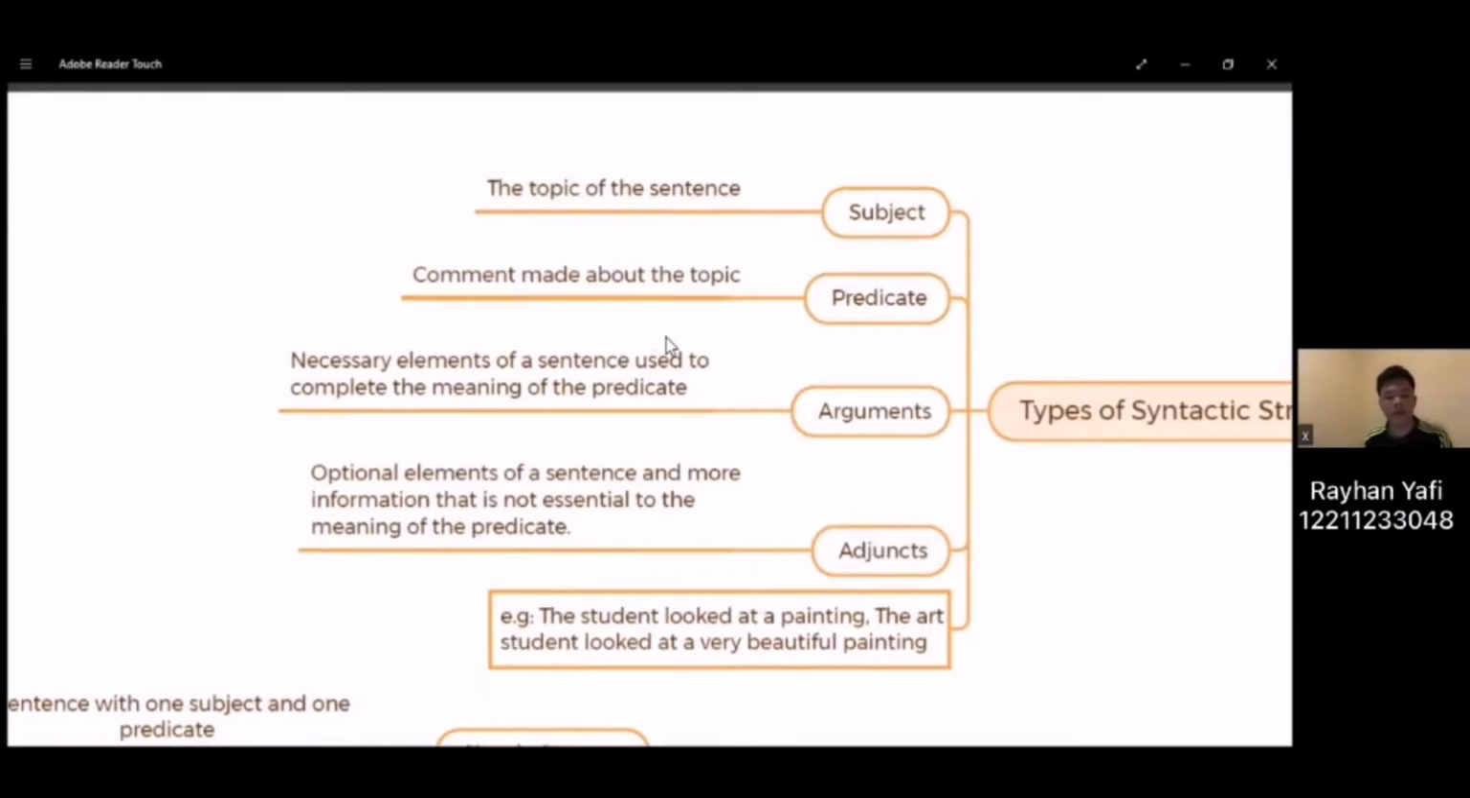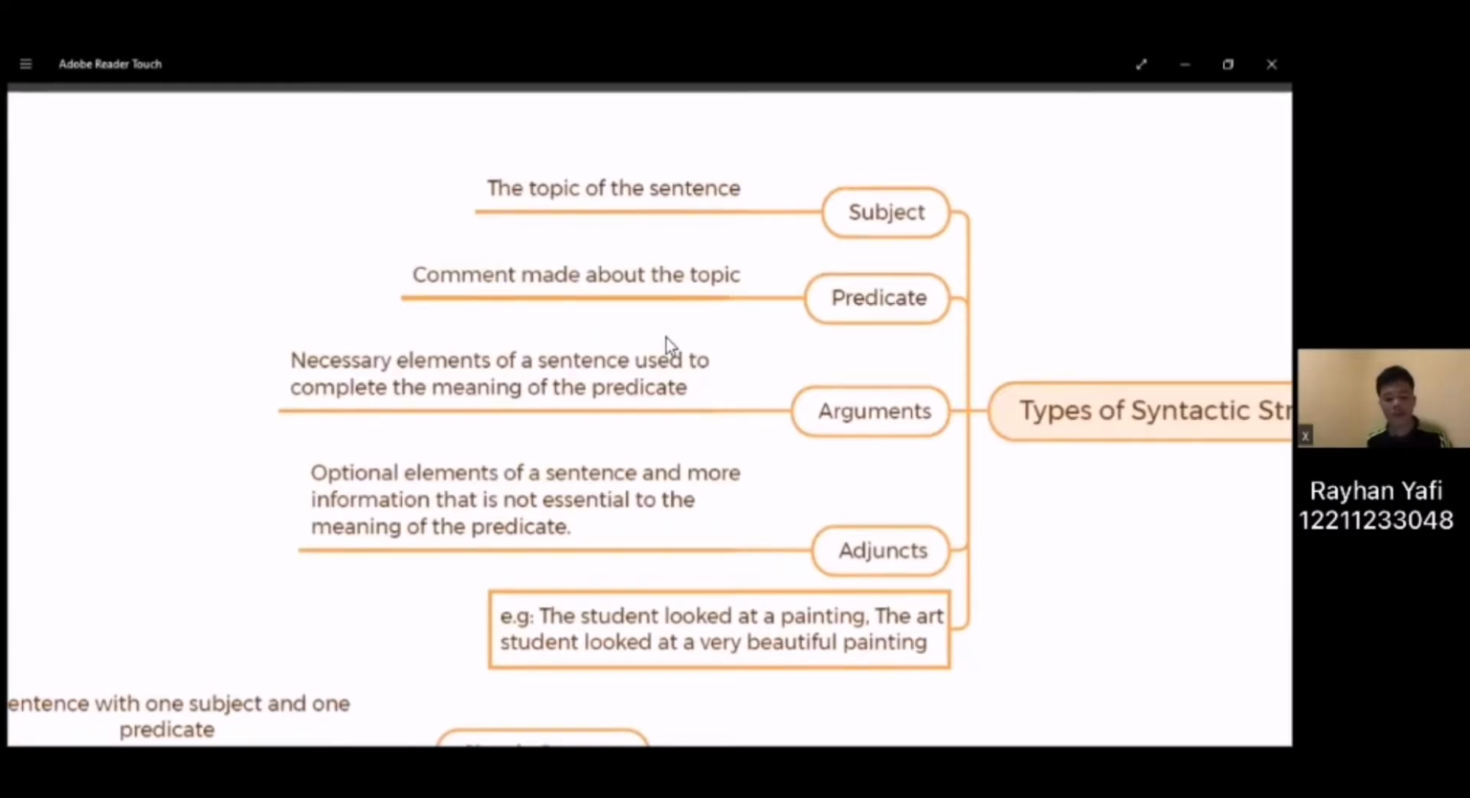There are two other elements in a sentence. They are arguments and adjuncts. Arguments are necessary elements of a sentence used to complete the meaning of the predicate. And for adjuncts, they are optional elements of a sentence. They add information that is not essential to the meaning of the predicate.